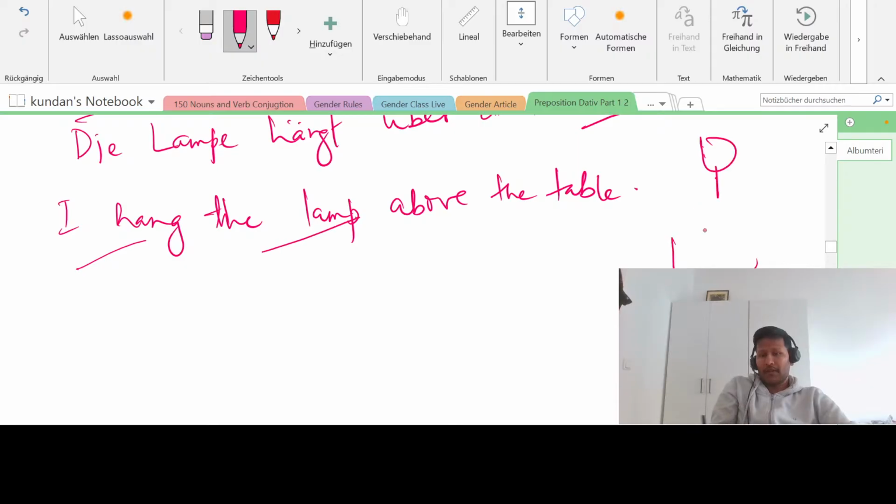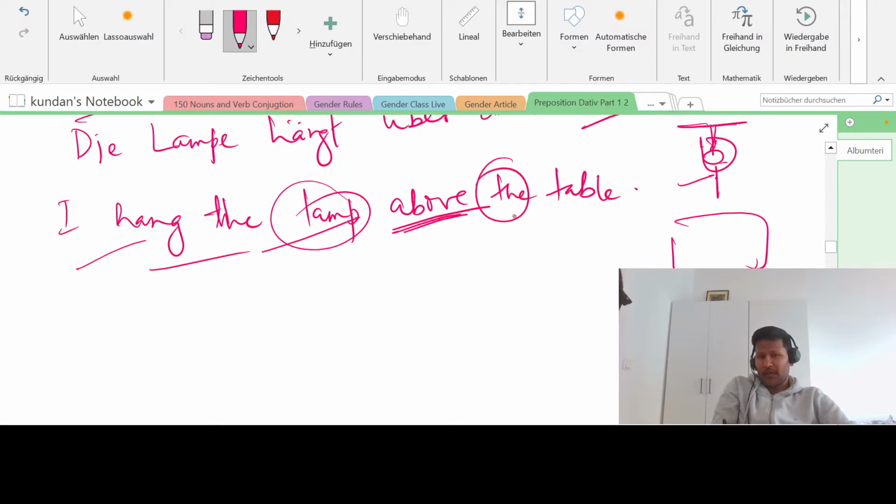Okay, this is the table. I'm going here, and the roof. I'm taking this lamp and fixing. So there's a movement in the lamp, right? So this above is because of movement. So this will be accusative. This is der Tisch, it will change to den Tisch. This is the concept behind this.